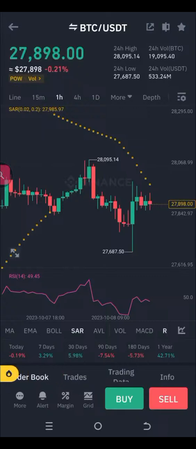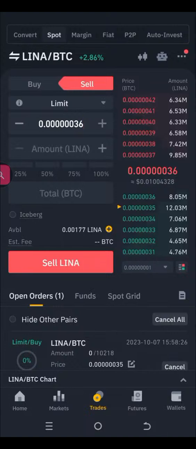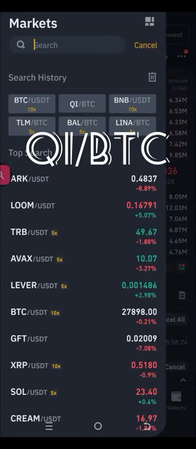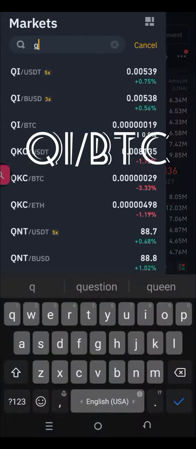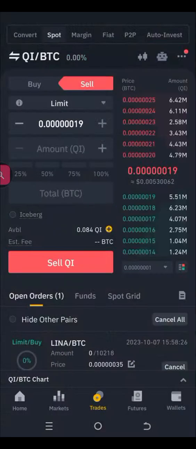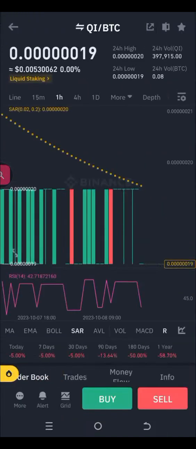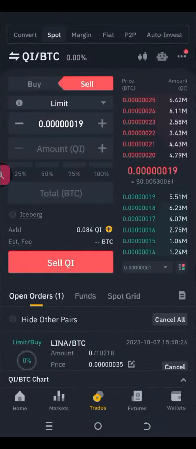So what we just have to do is look for another opportunity to quickly buy and quickly sell. I thought of doing QI BTC, so let's check on QI. QI BTC looks like it's on the low. Let me check the chart whether the next move is for it to go down lower. It might be and it might not be, but it's currently on the downtrend. We hope it's not going to shoot up high. But as you can see here, it's currently at 0.00019.